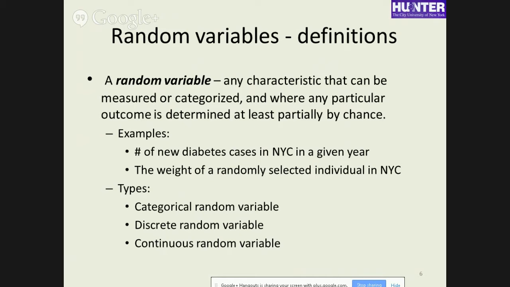So the number of new diabetes cases in New York City in a given year, if we're talking about last year, it's a given number. There's nothing probabilistic about that. But if we're talking about this year or next year, it's a random variable, because it will have a particular realization, but we don't yet know what it is. And the kinds of variables I was talking about before, the categorical, discrete, continuous, those are classes of random variables.